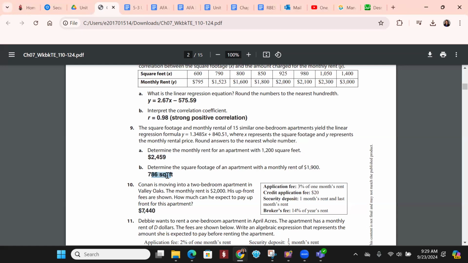Like I told Grant a second ago, you don't have half a square foot. They don't include that when they're talking about it. So you might want to round it just a little bit. Okay, everybody good? All right.